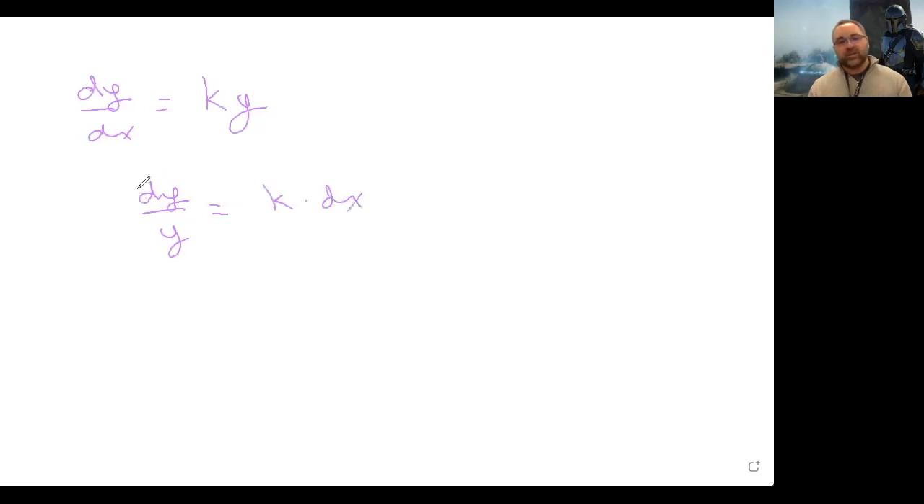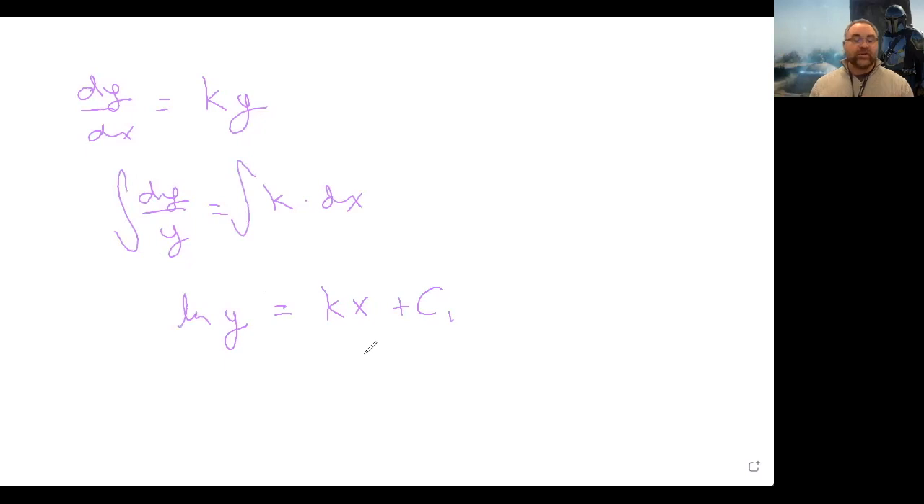And when I integrate this one, on the left-hand side you can see we get the natural log of y. And over on the right side, well, that's a constant k dx, so we get k times x plus our constant of integration. I know there's one on each side, but let's just collect them all onto one side anyway.